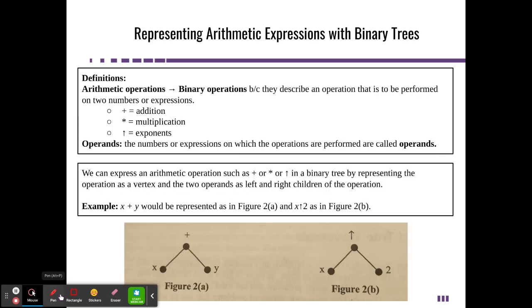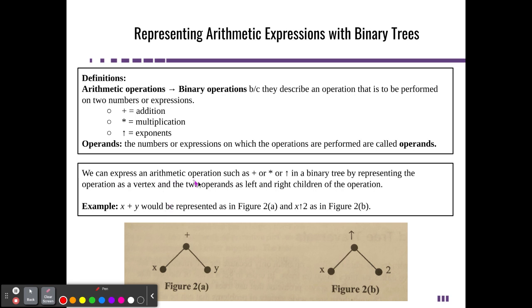All right, moving right along. So arithmetic operations. Basically we have some symbols that we'll use for operations when we're doing binary operations inside of these binary trees. And so we have a plus sign, an asterisk will be used for multiplication, and then the up arrow will be used for exponents. Operands are the numbers or expressions on which the operations are performed. So the numbers or expressions we're operating on are called the operands.